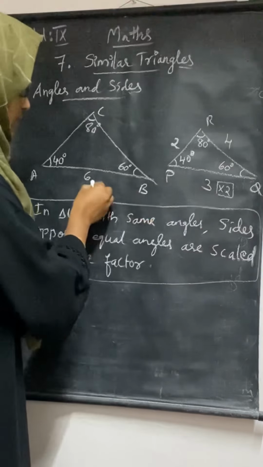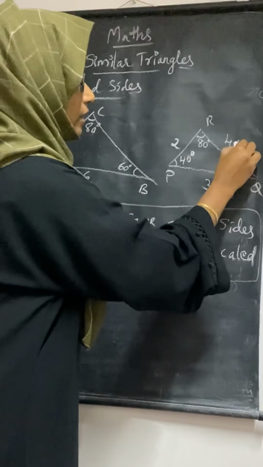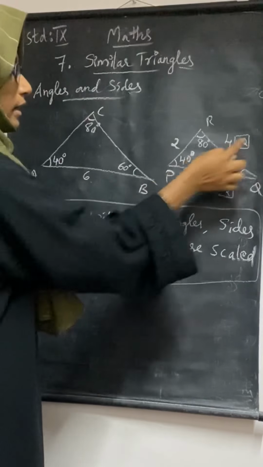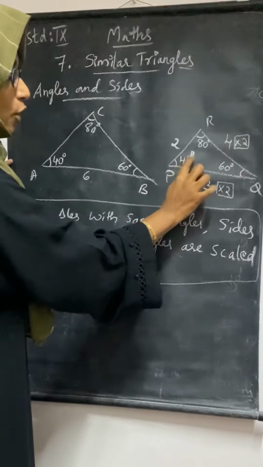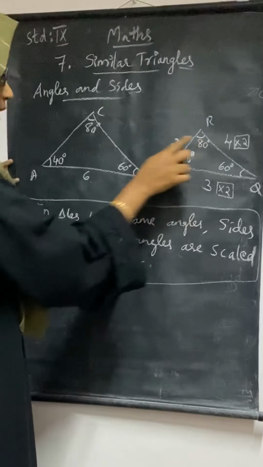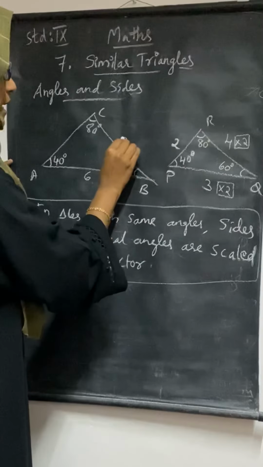So 3 2s are 6, no? So I can say here 4 2s are, the same factor I'm multiplying. 4 2s are, that should be opposite of 40 only. You should not change the angles. Opposite of 40, 4 2s are 8.